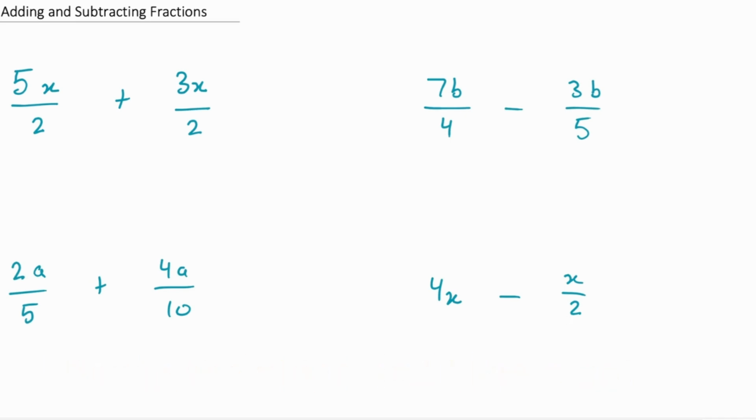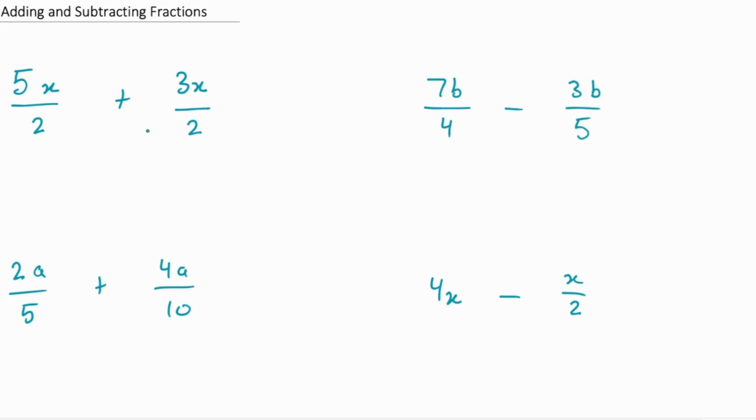Alright, hopefully you had a go at doing some of those questions. Let's go and see how we can approach them. So starting with question number 1, 5x over 2 plus 3x over 2. Now here the first thing to check, do we have the same denominator? Good thing is we do have the same denominator. It makes our lives a whole lot easier.